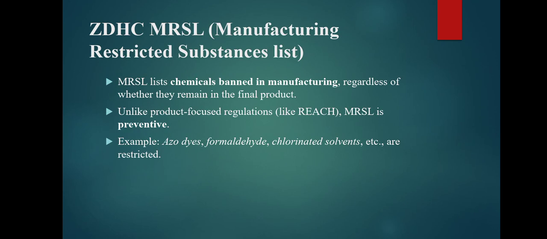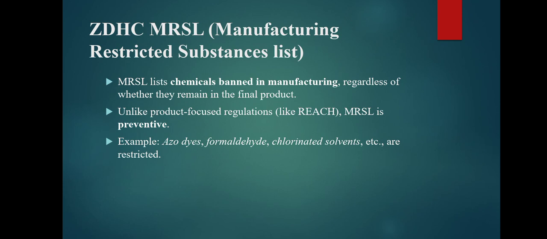ZDHC MRSL. MRSL stands for Manufacturing Restricted Substances List. It is a list of chemical substances that are not allowed to be used in manufacturing even if they don't remain in the final product. Why is MRSL different from other regulations? Product-focused regulations like REACH only restrict chemicals found in finished goods. MRSL stops the dangerous chemicals from entering the production process at all.